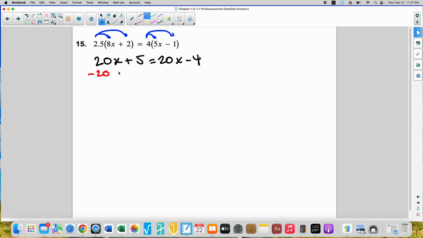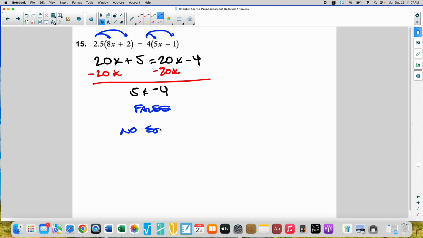Move the variables. 5 equals -4. That's a false statement. That's false. So that is no solution.